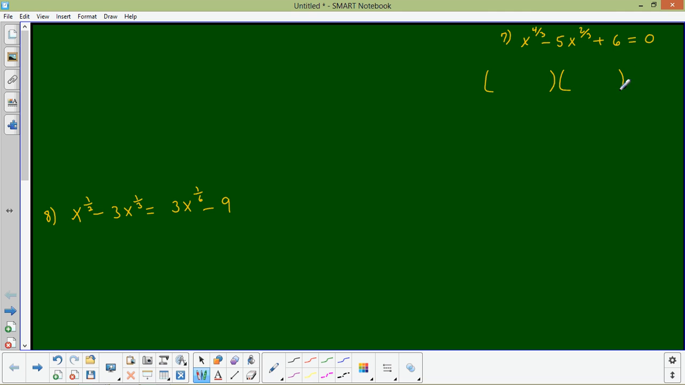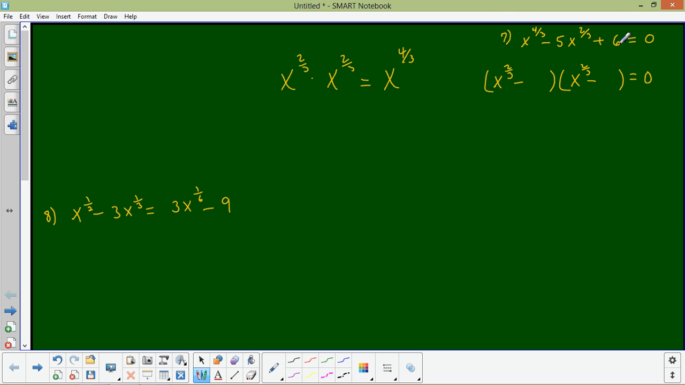Well, how can I load up? Well, first of all, what about the signs? If it factors, it's going to factor into two minus signs, right? Read your sign language. Now, to get x to the 4/3, I'm going to try x to the 2/3 and x to the 2/3, right? When you multiply x to the 2/3 times x to the 2/3, what do you do when you multiply numbers with the same base? You add the exponents, right? So that's going to give you x to the 4/3.